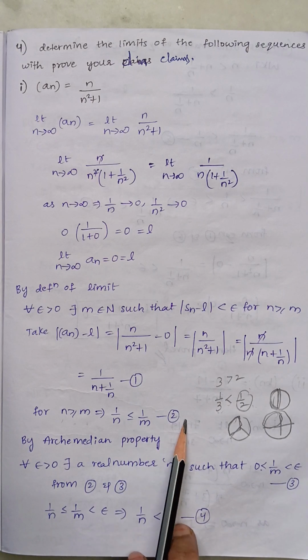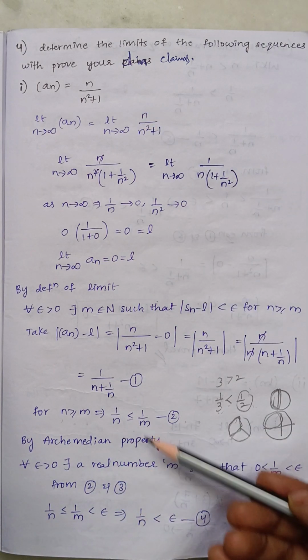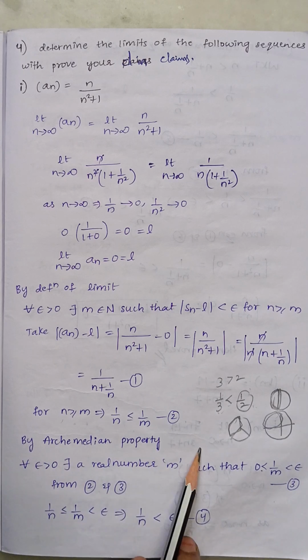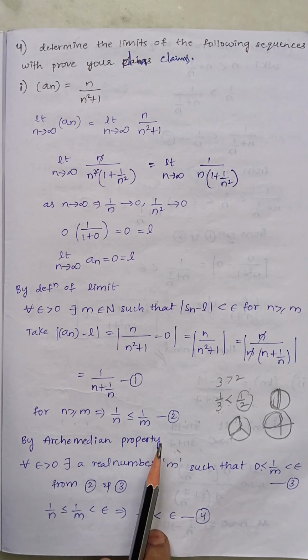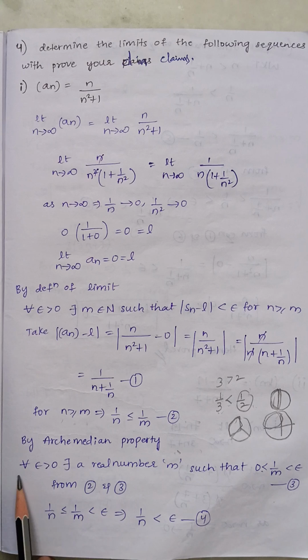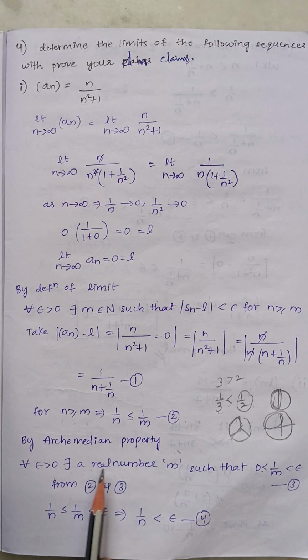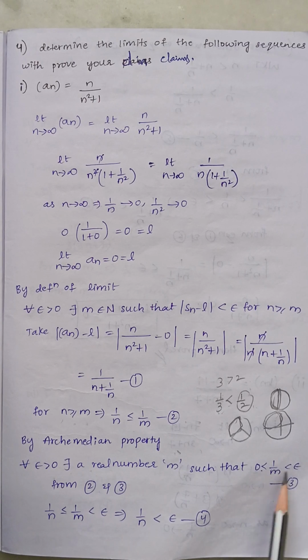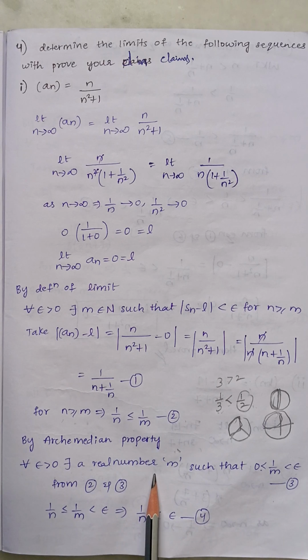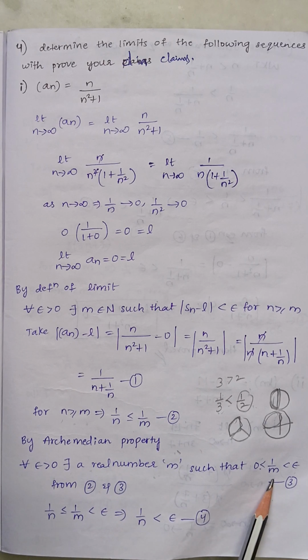This is taken as equation 2. For every problem you need to take the same steps, and also use the Archimedean property, which we have also discussed in the previous video. For all epsilon greater than 0, there must exist a real number m such that 0 is less than 1 by m, less than epsilon. So epsilon is a small quantity, of course. You take any real number, then you take the reciprocal, what will happen?